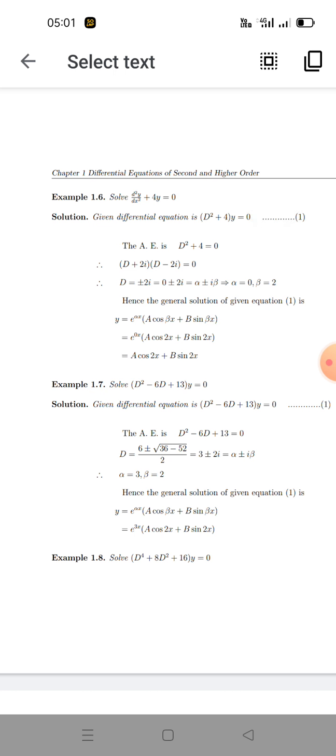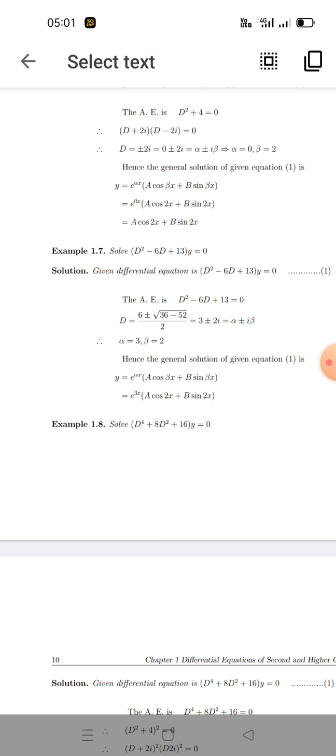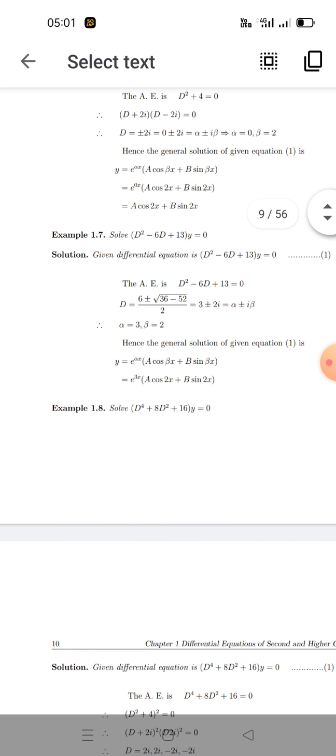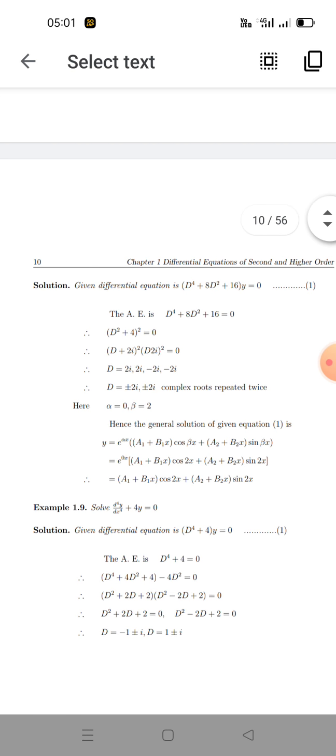Here plus or minus 2i, the real part alpha is 0 and the imaginary part is 2. So e raised to 0x times (a cos 2x plus b sin 2x), so a cos 2x plus b sin 2x because e raised to 0 is 1. All these are examples for homework.